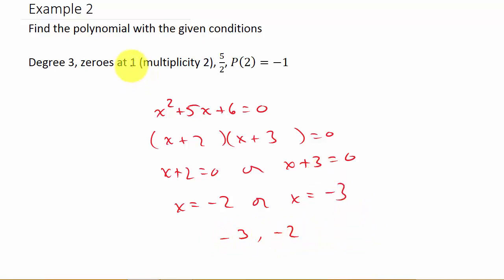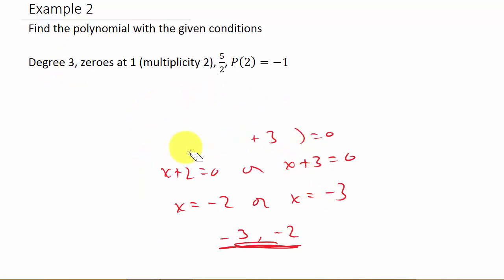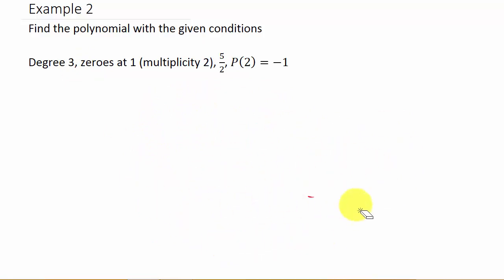So you can see they're giving us the zeros at 1 and 5/2. Now 1 is multiplicity 2. I'll explain that. But this is basically what they're giving us, these zeros. And all we're doing is working backwards to this. It's the same concept. It's just that this is a third degree polynomial instead of a quadratic. Alright, so let's go ahead and get started on the problem.